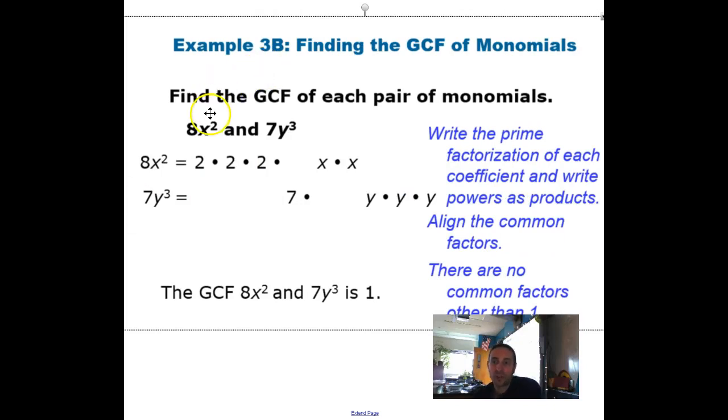Let's try these. What's the greatest common factor of 8x squared and 7y to the third? Well, 8x squared is really 2 to the third times x squared, and this is 7 times y to the third. Wait a minute, there aren't any common factors. Yeah, the greatest common factor of these 2 is just 1. They don't have anything else in common. So don't be surprised that they're going to test you to see if you understand that concept.